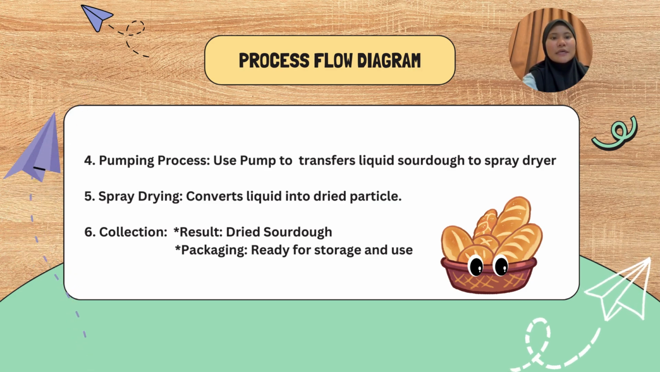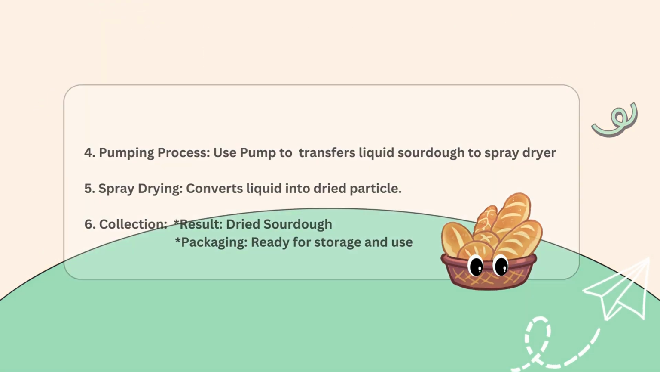This product can be stored for extended periods without spoiling. Finally, the dry sourdough can be packaged for distribution and later used in baking or other culinary applications. So this process efficiently transforms a mixture of flour, water and microbial cultures into a dry sourdough product through controlled fermentation in a bioreactor, followed by spray drying. The key factors in this production, such as temperature, fermentation time and oxygen levels, ensure the quality and consistency of the sourdough.